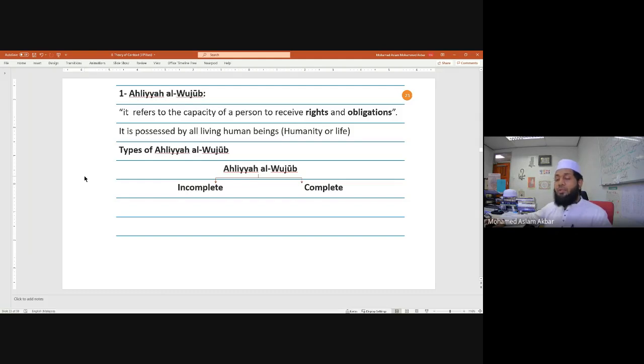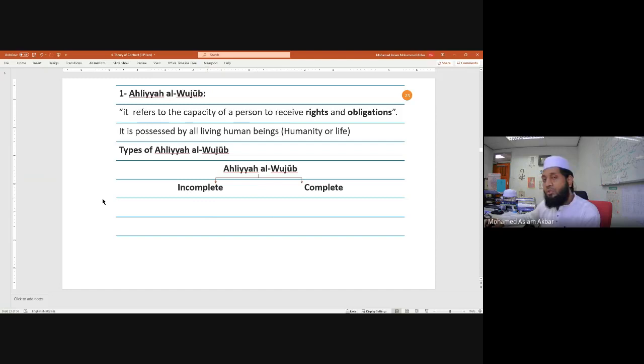The beginning is actually the fetus. The fetus is the baby in the mother's womb, right? It is considered a baby until the baby is born. So the fetus here, I would say, is the first stage we are going to discuss, and it comes under incomplete Ahliya al-Wujub. The reason we are saying incomplete is because the fetus is not complete yet until it is born.